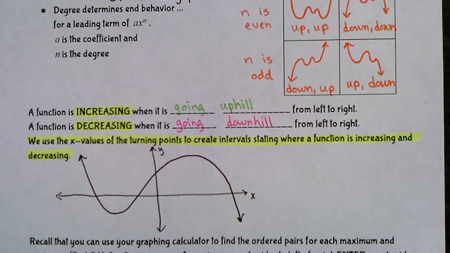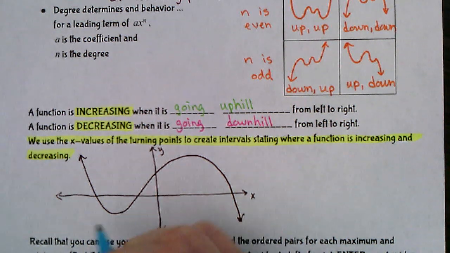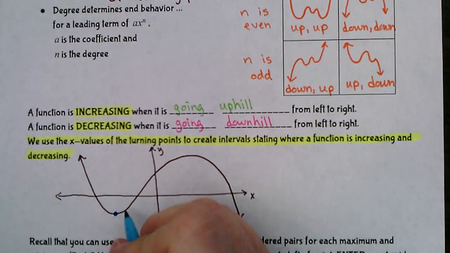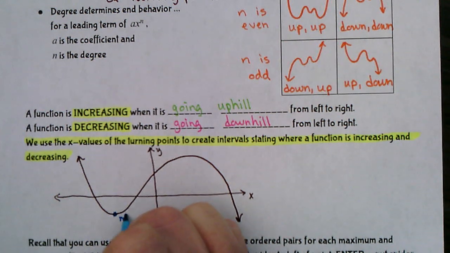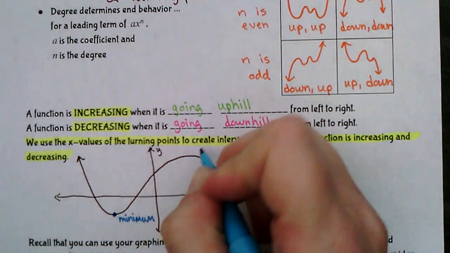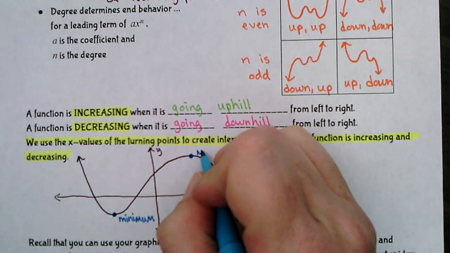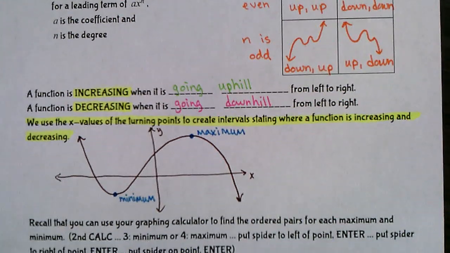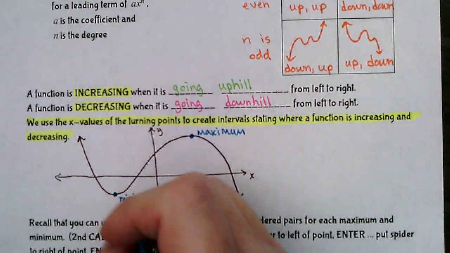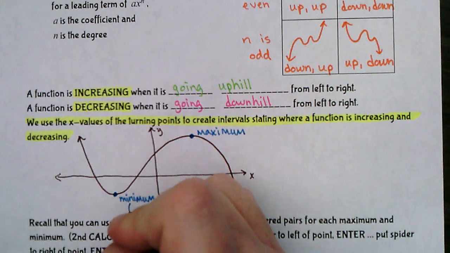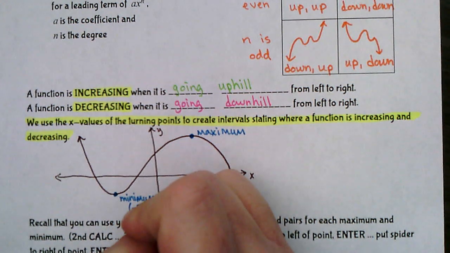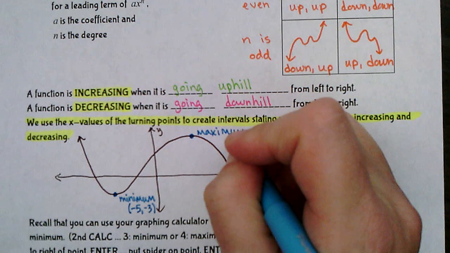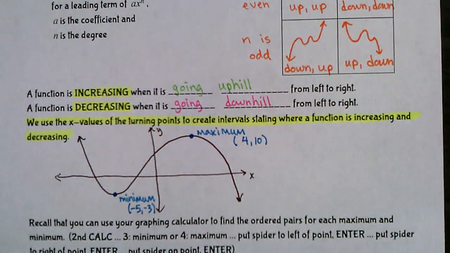So the turning points are the things that look like maximums and minimums. So right here, we have a turning point that is a minimum. And right here, we have a turning point that is a maximum. Now, I'm just going to make up ordered pairs for these, so don't worry about if everything's drawn to scale. I'm just going to say that this minimum is at -5, -3, and I'll say this maximum is at 4, 10.